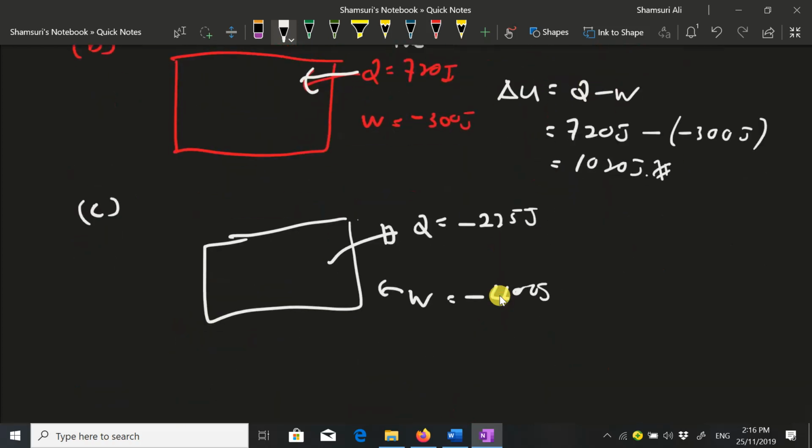So you calculate delta U is Q minus W. So Q is now minus 225, minus W, minus of negative 400, something like 400 minus 225. Yes, this value is 175 joule.